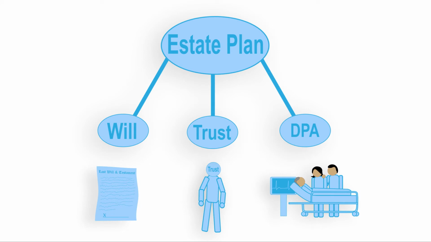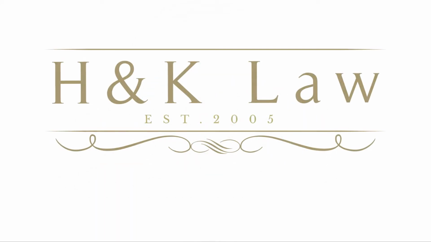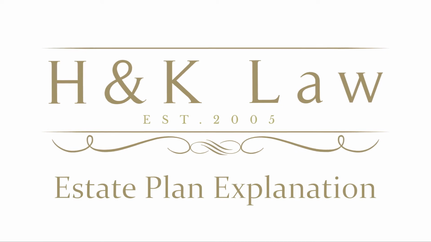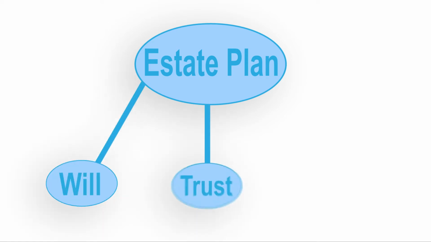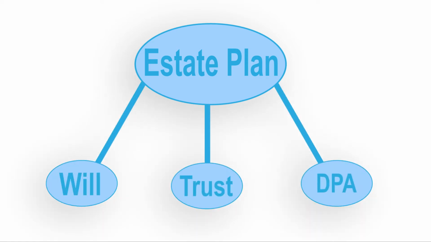Lots of people get concerned when they start looking into estate plans because the whole thing is a big, complicated beast with many moving parts. So in this video, I'm going to break down what each part of an estate plan is and what it does for you. An estate plan consists of three parts: a will, a trust, and durable powers of attorney.